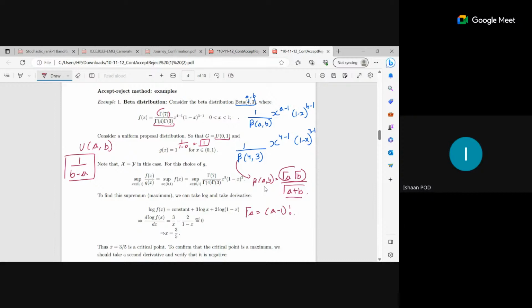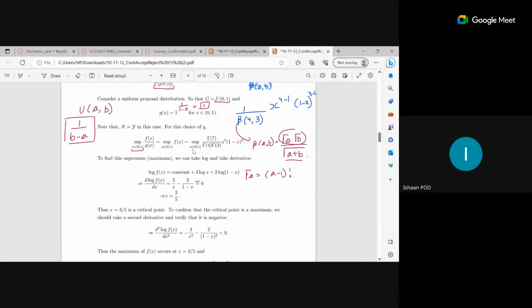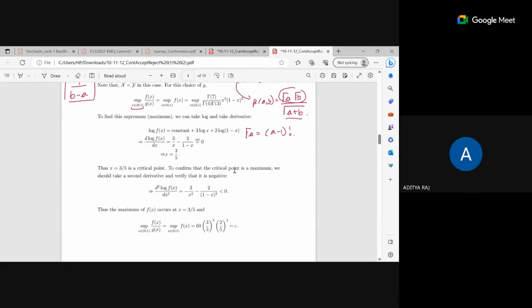For calculating the value of C, we take f(x) by g(x), and we try to find the maximum value, no? Yeah, the maximum value of that expression for all the values of x. So here we take the log so that our expression will be easier to differentiate, the derivative will be easier to calculate. Here ma'am has solved it numerically. But you can take the log, differentiate it, find the value of x for which this expression will be maximum, right? Once you find that value, just plug it back over here. So this will give C.